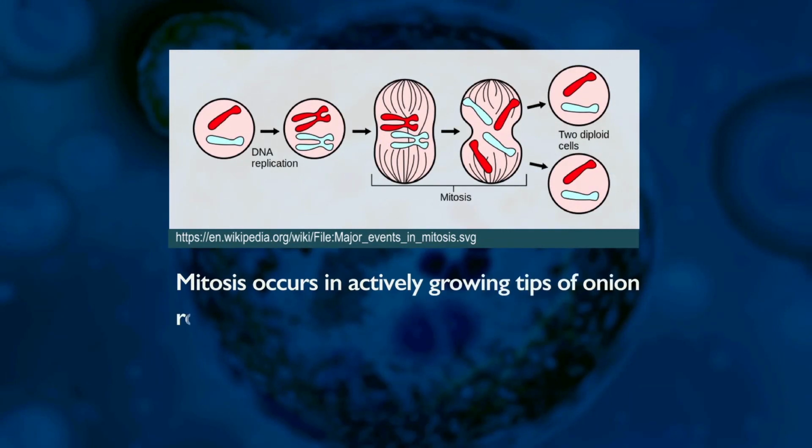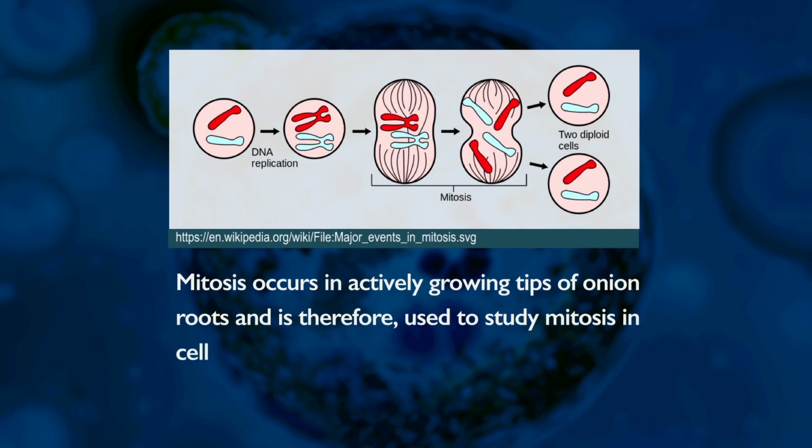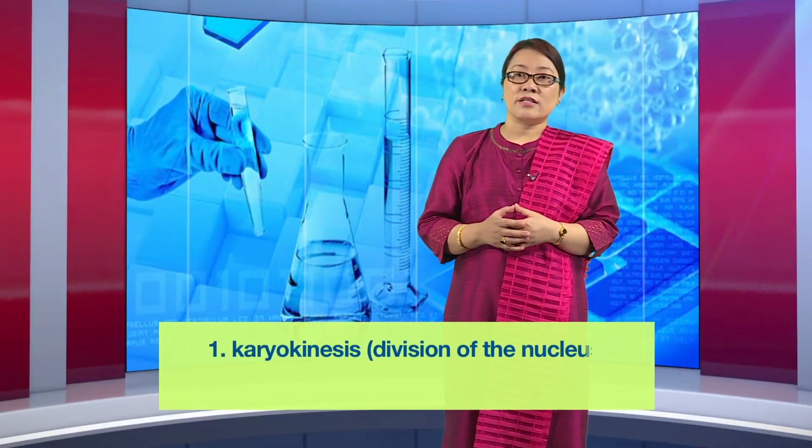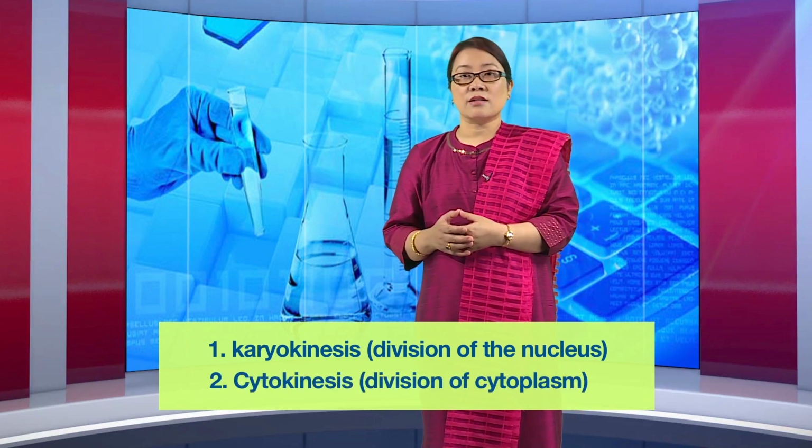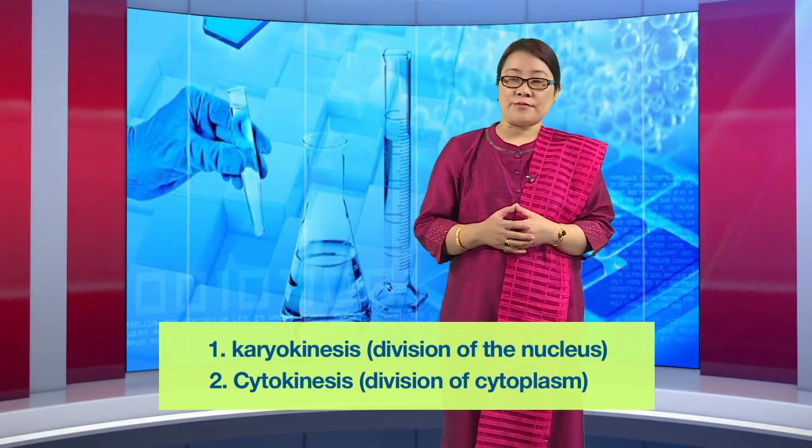Mitosis occurs in actively growing tips of onion roots and is therefore used to study mitosis in cell biology experiments. A eukaryotic cell nucleus divides into two daughter cells during mitosis, and each mitotic cell division consists of two events. First one is karyokinesis or division of the nucleus, and second is cytokinesis or division of cytoplasm.